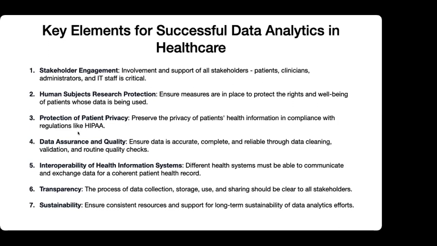Protection of patient privacy, data assurance and quality, that is self-explanatory, interoperability of health information systems. This is also important because different health information systems must be able to communicate with each other and be able to exchange data. That is necessary for compiling a complete and coherent patient health record. Transparency, okay, sustainability, that is self-explanatory also.